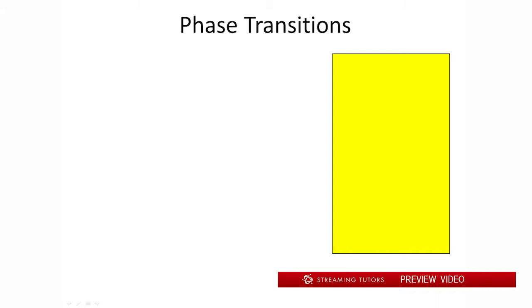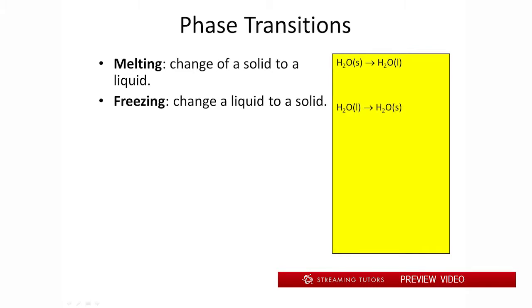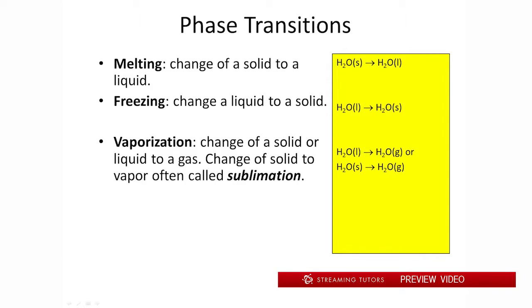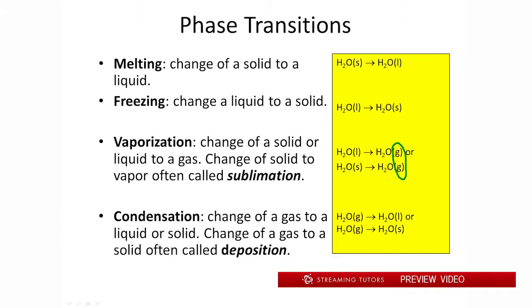So the first one you should be familiar with is melting, and that's just simply changing a solid to a liquid. The other one is freezing, changing a liquid to a solid. That's vice versa. Some other ones are vaporization. That's a change of a liquid to a gas. And we also have sublimation, which is a change of a solid to a gas. So both of these are just changing into a gas. And then the last ones are where we go from a gas. So we have condensation, which is a gas to a liquid. And we also have deposition, which is a gas into a solid.